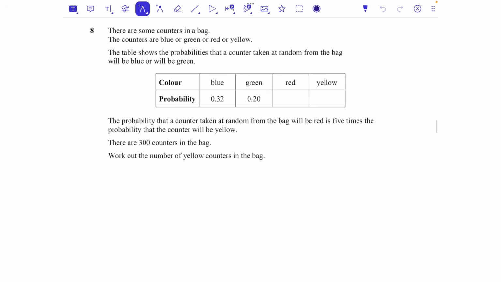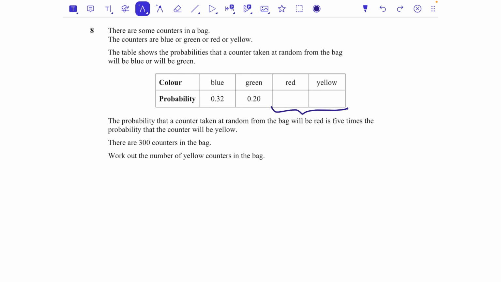Question number 8. There are some counters in a bag. The counters are blue or green or red or yellow. The table shows the probabilities that a counter taken at random from the bag will be blue or it will be green. So we've got those probabilities given to us. And we know that probability adds up to 1. So whatever these 2 values are here, they need to make sure that these all add up to 1 altogether.